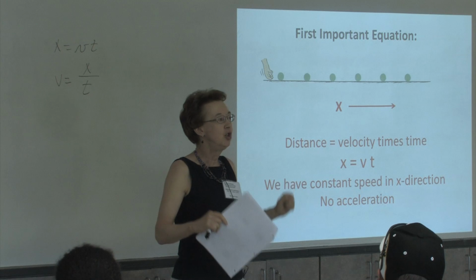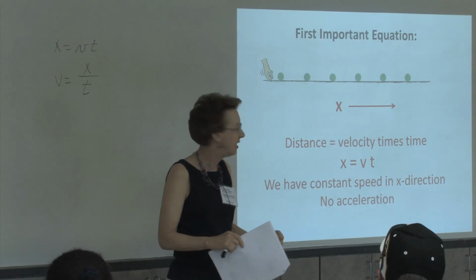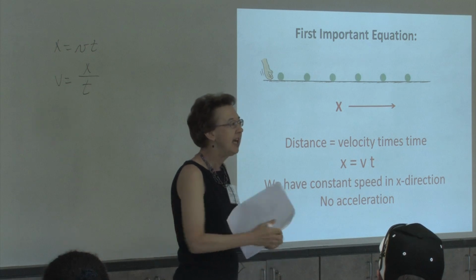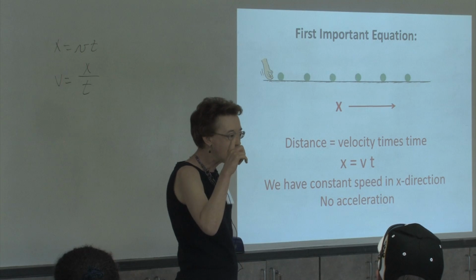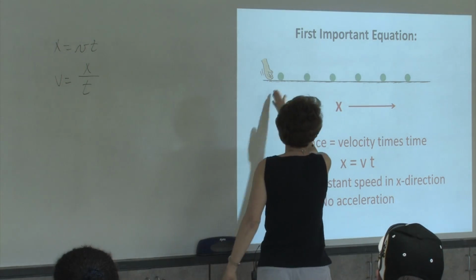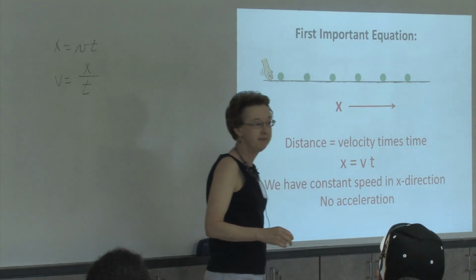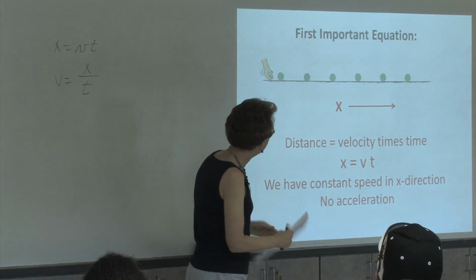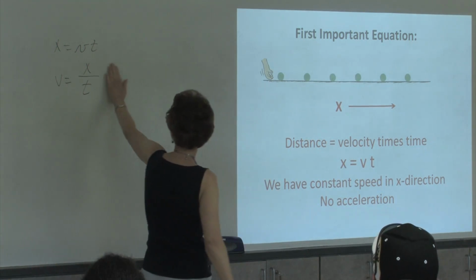This equation is good when we have a constant velocity, right? It's not changing. So if I were to roll a ball on the floor in the X direction and I took a snapshot every second, it would look like this. It covers the same amount of distance in equal amounts of time. We have no acceleration. Okay, so that's the first important equation.